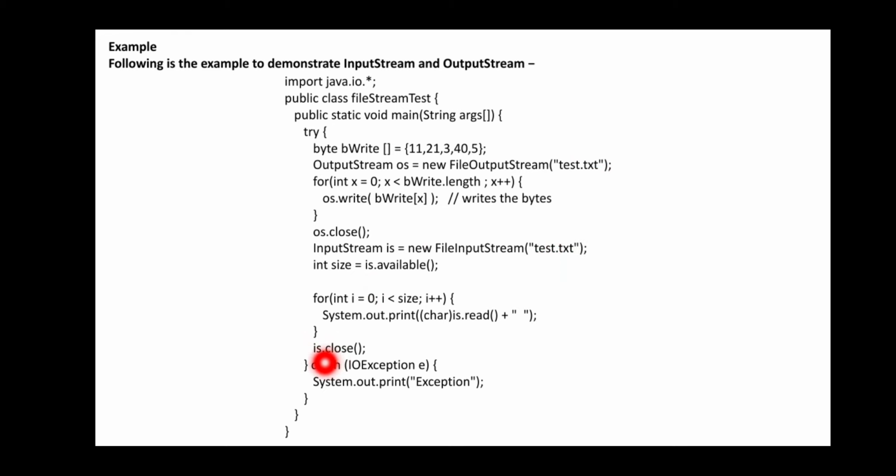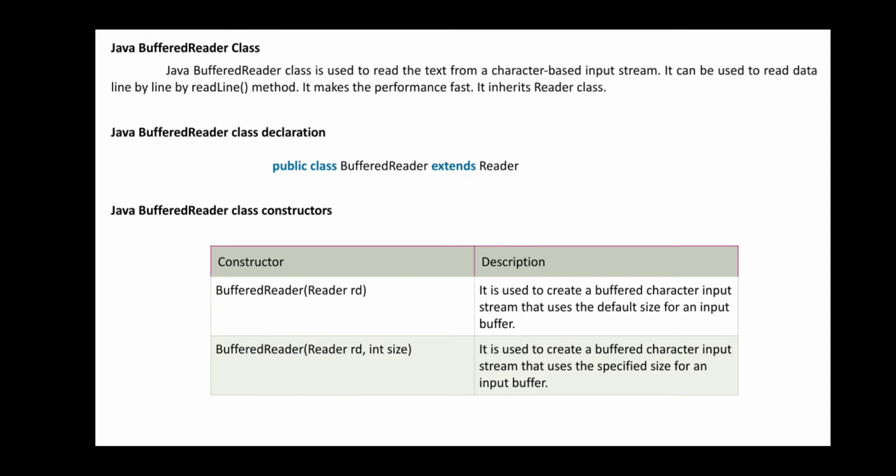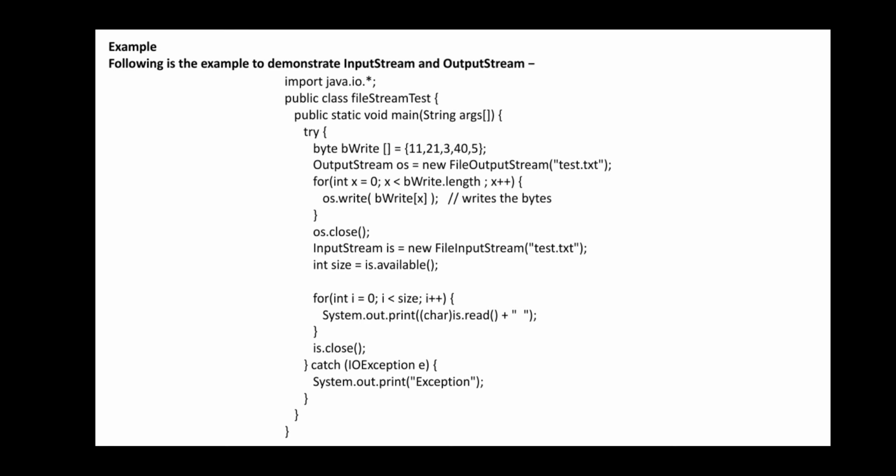Then you come outside. is.close means you are going to close the file. I closed the os file earlier, and like that you close here. Catch IOException: if the file is not present, or there is any error in opening the file, or the available statement is not displaying the information correctly, you have a generic IOException and you stop the statement. So this is how you use FileInputStream as well as FileOutputStream. You have seen a simple example already.